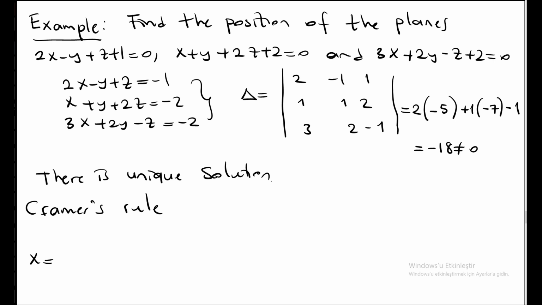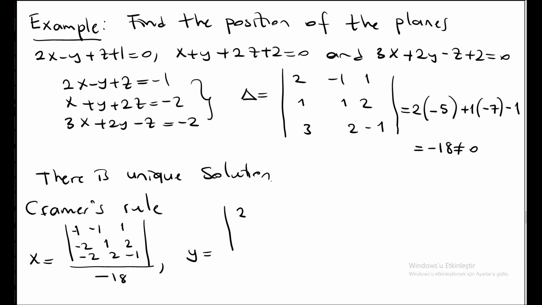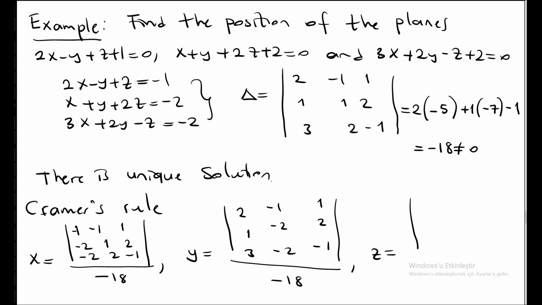So you have this one. X will be the determinant negative 1, negative 1, 1, negative 2, 1, 2, negative 2, 2, negative 1 over negative 18. Y becomes 2, 1, 3, negative 1, negative 2, negative 2, 1, 2, negative 1 over negative 18. And Z becomes 2, 1, 3, negative 1, 1, 2, negative 1, negative 2, negative 2 over negative 18.